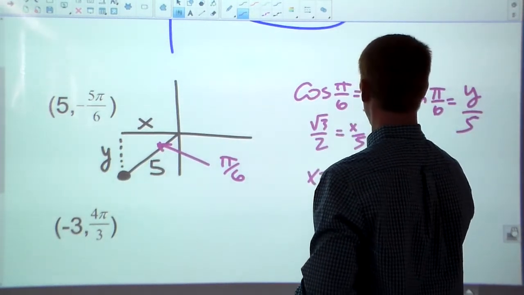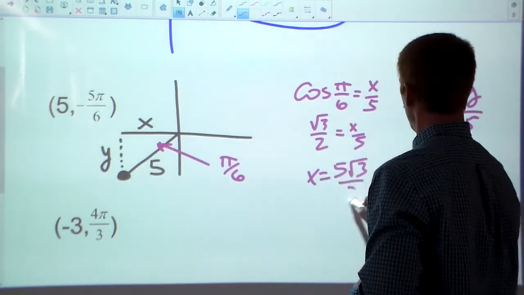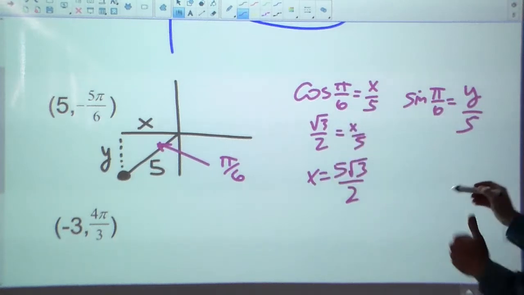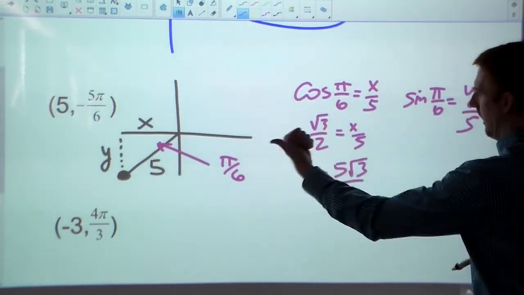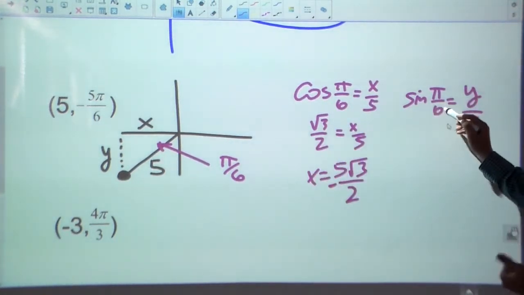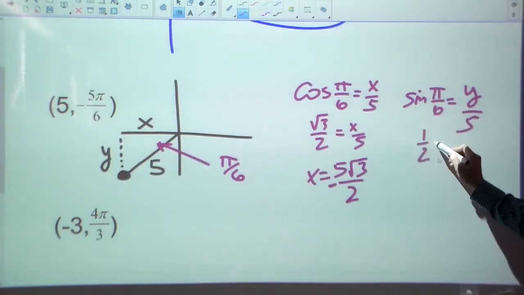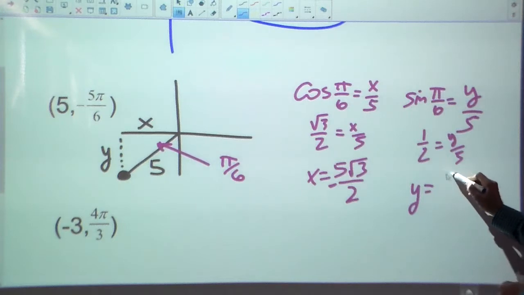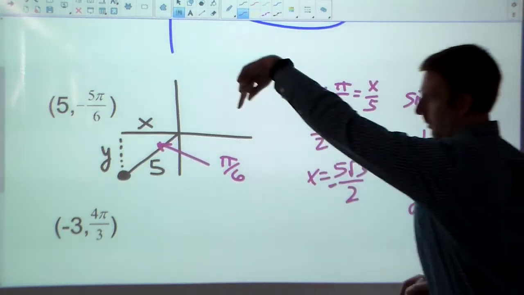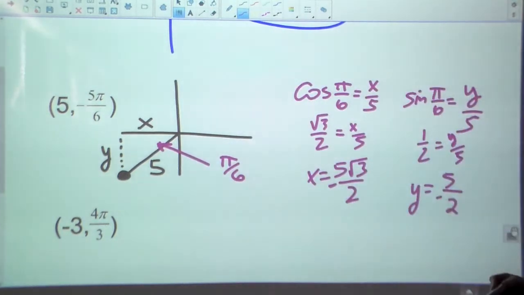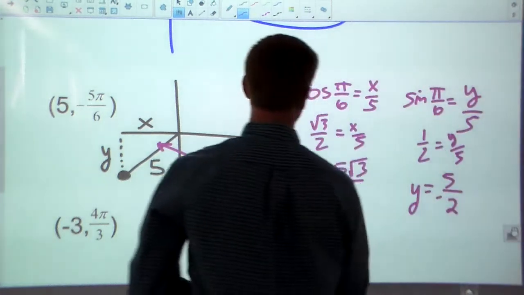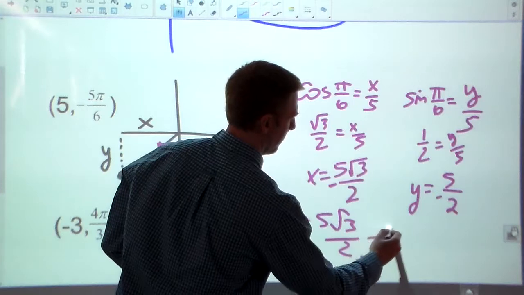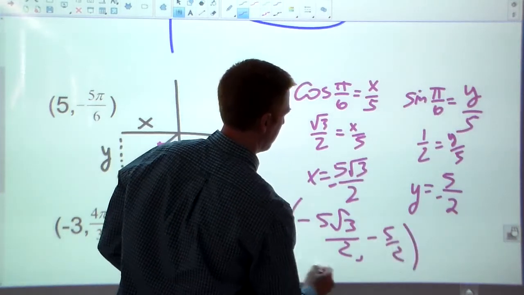So to wrap that one up, 5 square root of 3 over 2 is our x coordinate. We know sine of pi over 6 is 1/2. Oh, this should be negative because we're going back that way. And solving that for y is going to be 5/2. The same deal, it's going down, so that also needs to be negative. So your coordinate for that one would be negative 5 square root of 3 over 2 and negative 5/2.